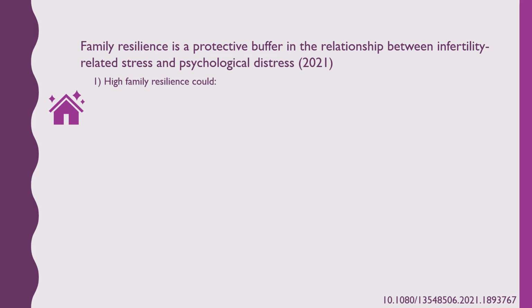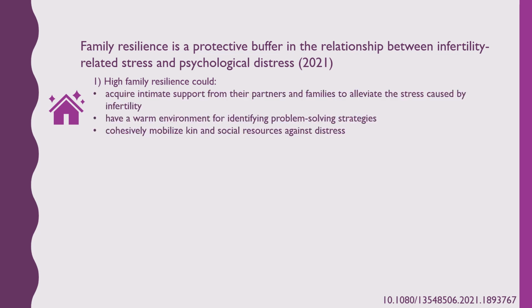Okay. So high family resilience could acquire intimate support from their partners and families to alleviate the stress caused by infertility, meaning that people are able to connect at a more intimate level and alleviate that stress because they can count on each other. High family resilience could also have a warm environment for identifying problem-solving strategies, meaning that we have a setting that's nicer to work with and better to identify protective factors and diminish risk factors, and cohesively mobilize kin and social resources against the distress, because again, it's seen as a family obstacle and not just an individual problem.